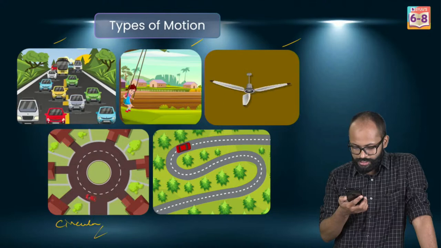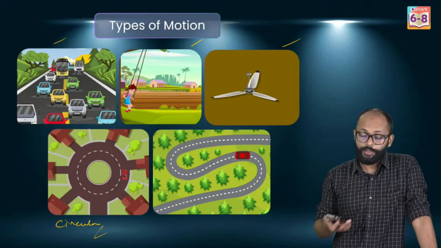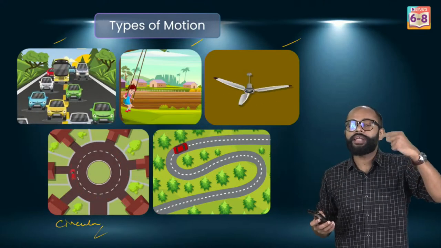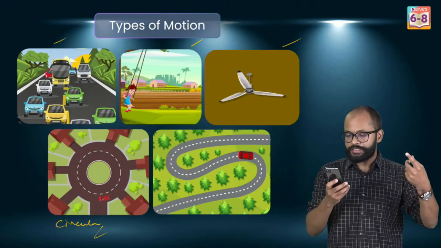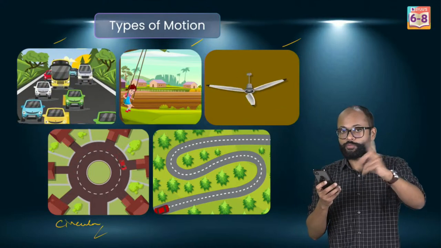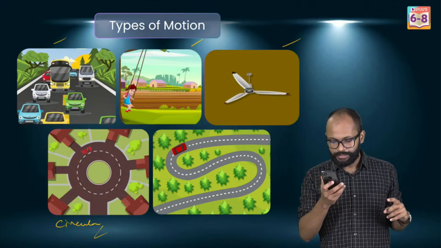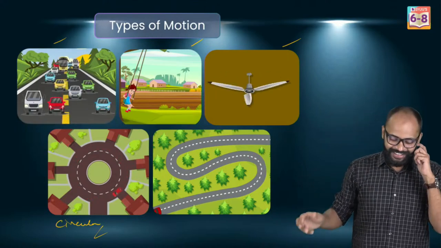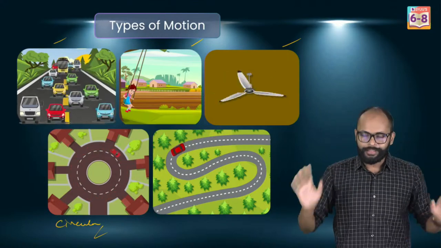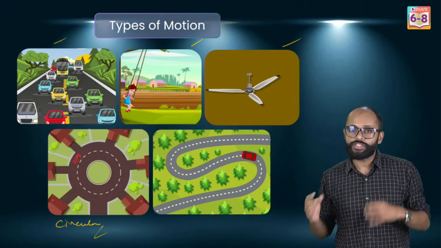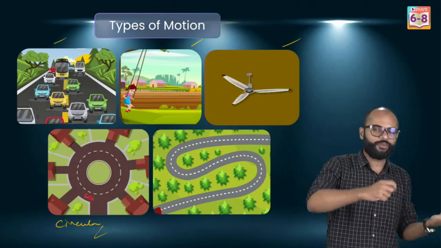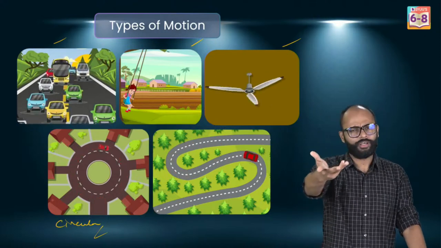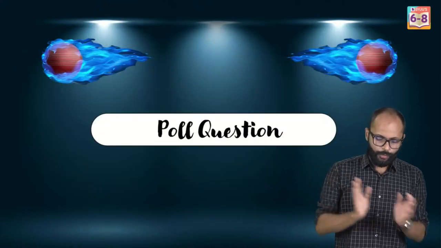Periodic is repeating after a particular interval of time. What you are saying is this is to and fro, oscillatory motion. Yes? Rotational motion is for extended objects and circular motion is for point objects. In rotational motion, every particle is doing circular motion, basically. That's simple.